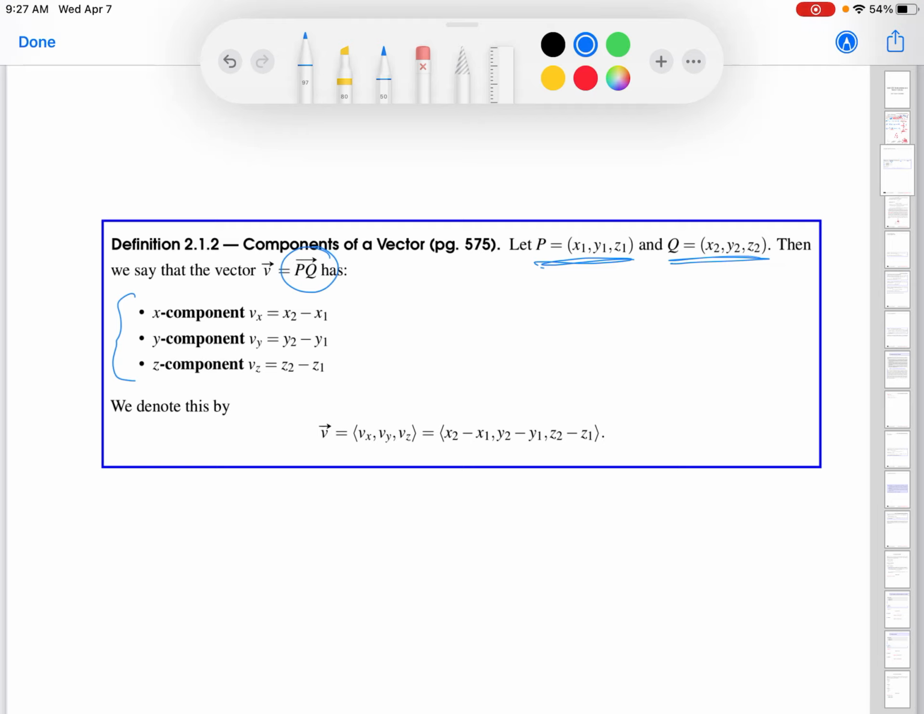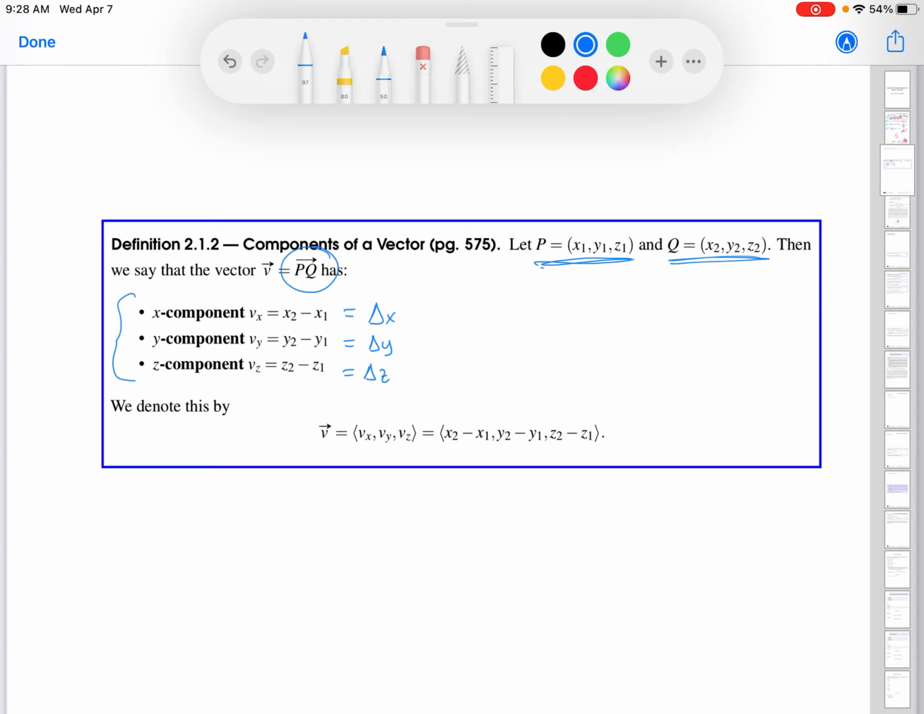So each of these is defined in terms of the differences of the respective components of P and Q. So the x component is the change in the x values. The y component is the change in the y values. And the z component is the change in the z values. So I'll actually write that here in delta notation, just in case that helps it click a little easier.